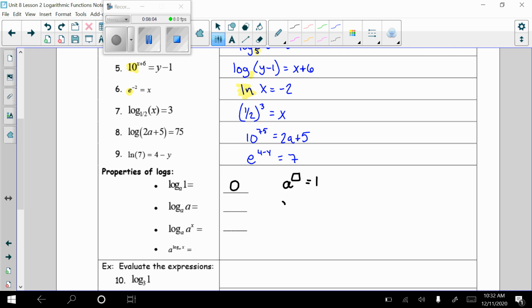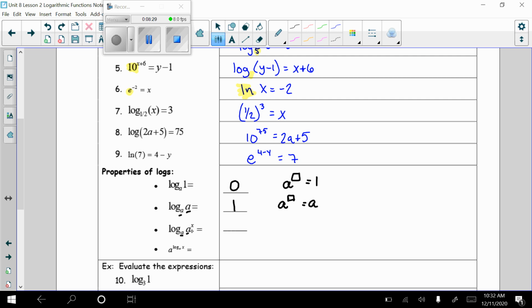Same thing here. We can use the same logic. a to what power is equal to a? If our base and what we're taking the log of match, there's only one possible answer for that, and that is taking it to the first power. Anything other than that, if you take it to the second, now you have a squared, so whatever number that is squared.